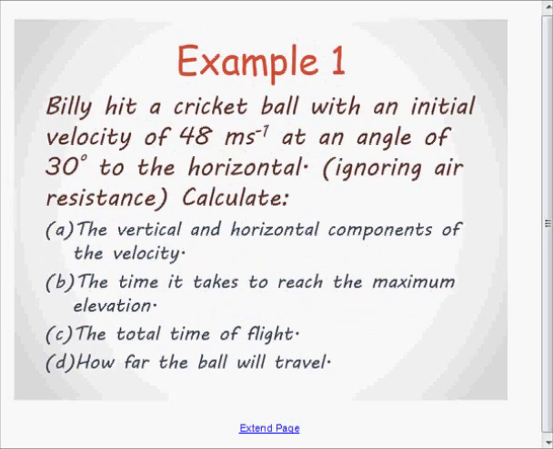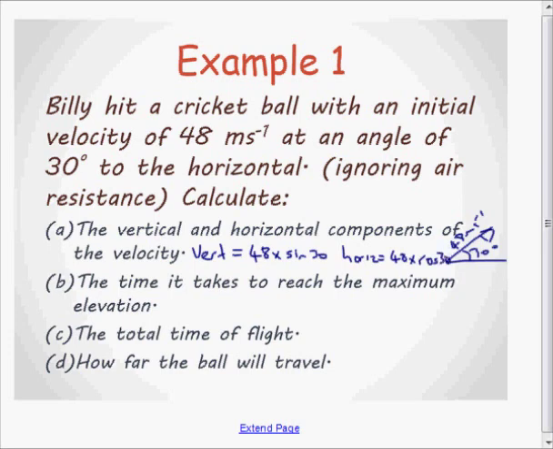Billy hit a cricket ball with an initial velocity of 48 meters per second at an angle of 30 degrees to the horizontal, ignoring air resistance. Calculate the vertical and horizontal components of the velocity. We'll do this one in class, but there's your vector, that's 48 meters per second, at an angle of 30 degrees. So the vertical component is going to be 48 times sine 30, and the horizontal equals 48 times cos 30.